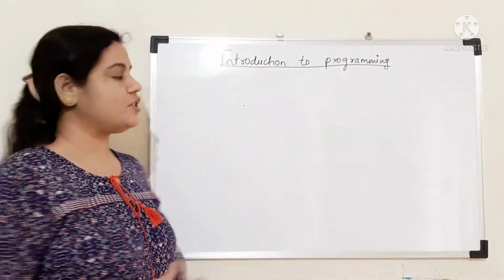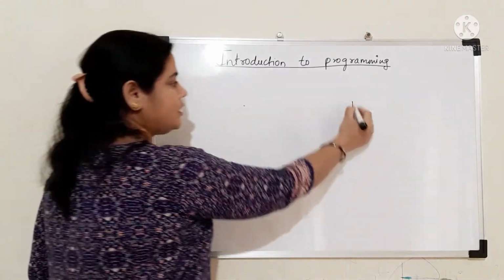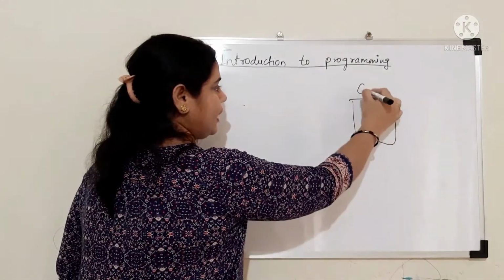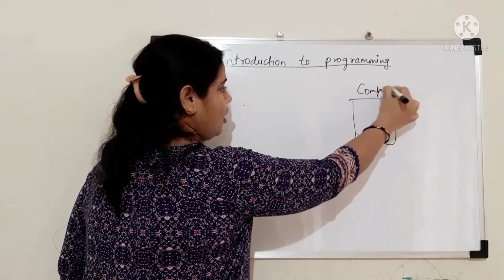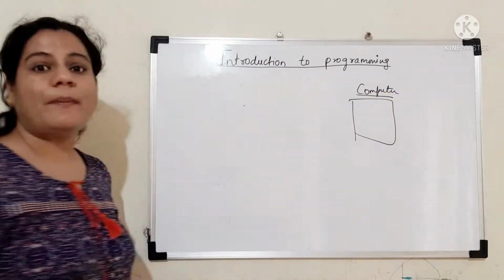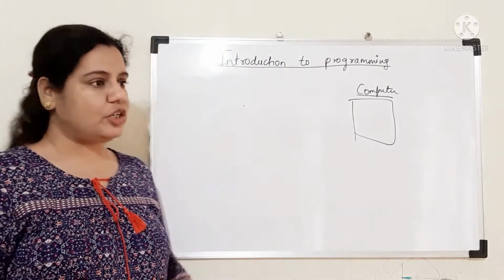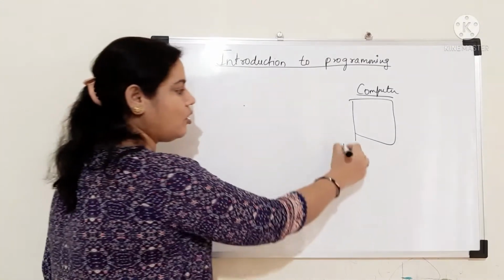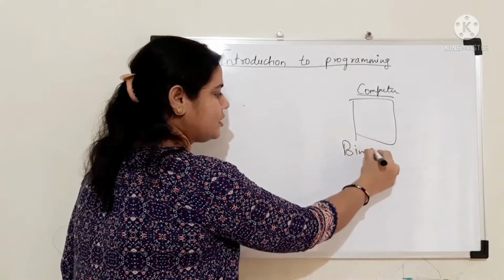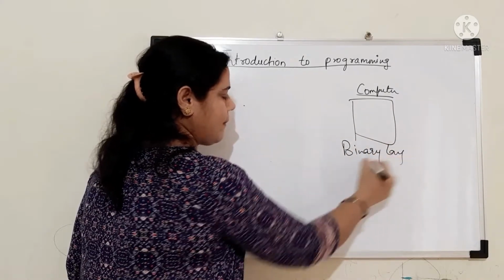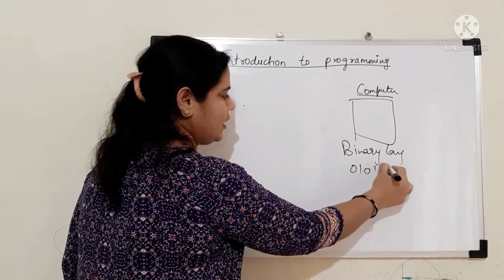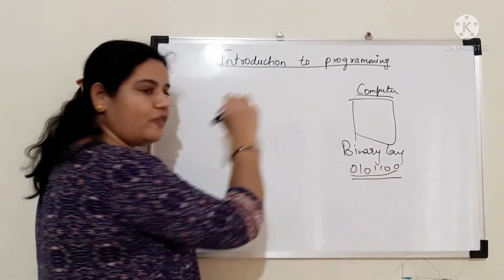The main thing is what? Basically, suppose this is our computer. Now this computer or machine understands only the binary language. A computer works in machine language, zeros and ones. That is also called the binary language, 0 1 0 1 0 1, and this is the language of the computer.